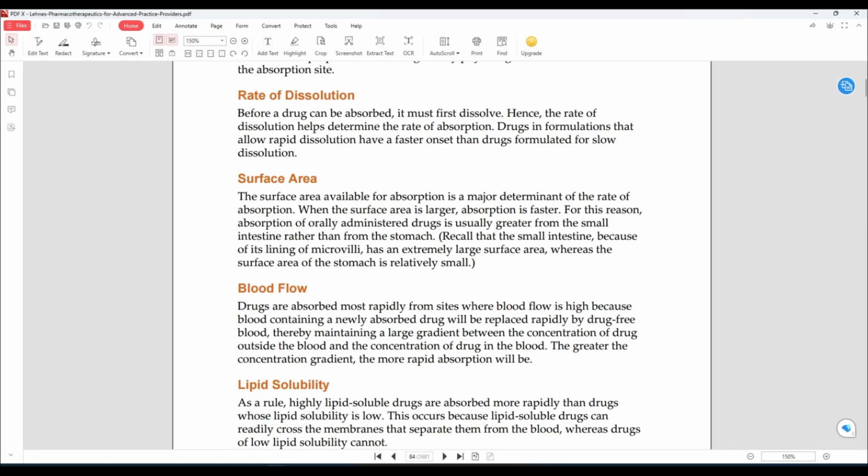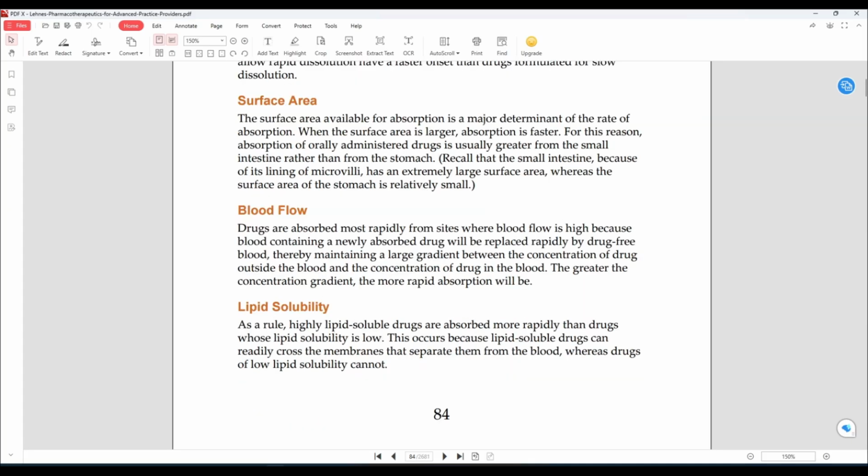The surface area. The surface area available for absorption is a major determinant of the rate of absorption. When the surface area is larger, absorption is faster. For this reason, absorption of orally administered drugs is usually greater from the small intestine rather than from the stomach. Recall that the small intestine, because of its lining of microvilli, has an extremely large surface area, whereas the surface of the stomach is relatively small.